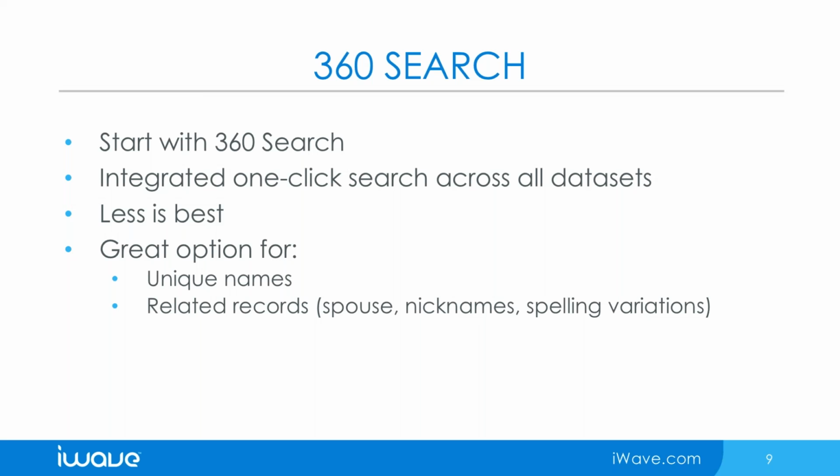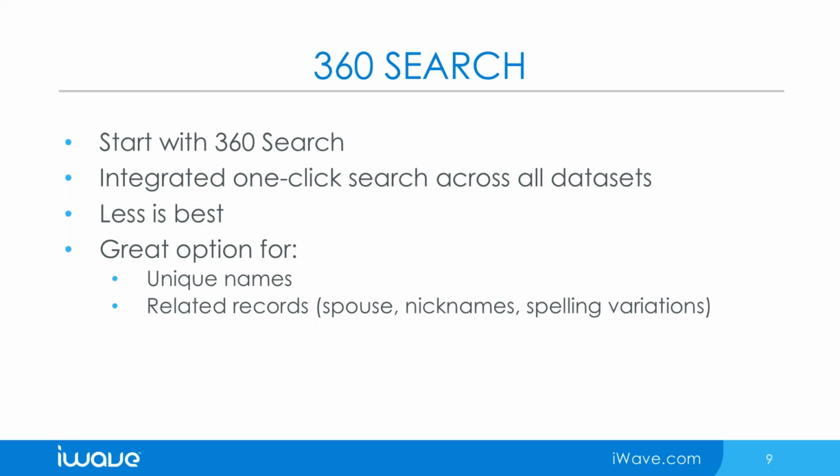And it all starts with what we call the 360 search. iWave's online platform is structured first and foremost as a lookup tool. So you can search your prospect's name and relevant information in the search bar, and the system will pull back all the wealth and philanthropic records related to that individual. When using 360 search, we often say less is best.